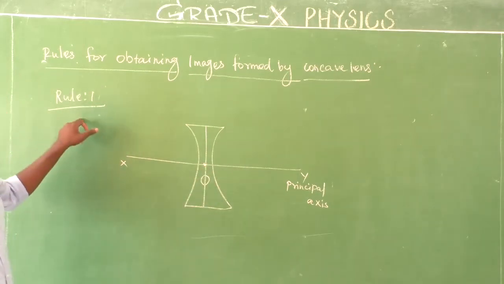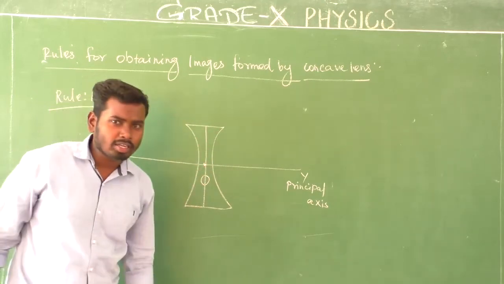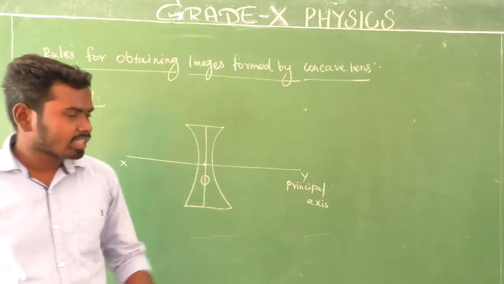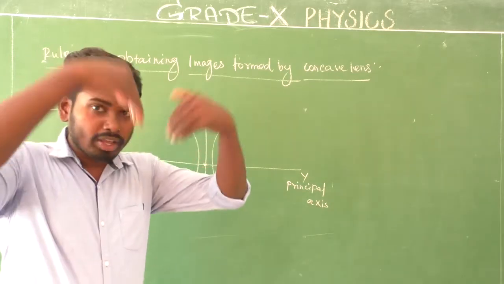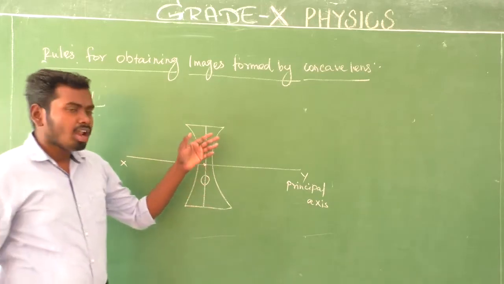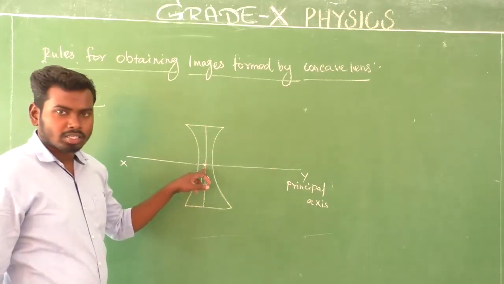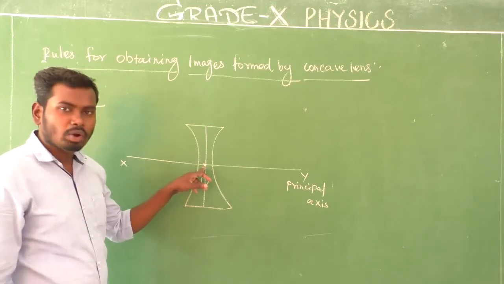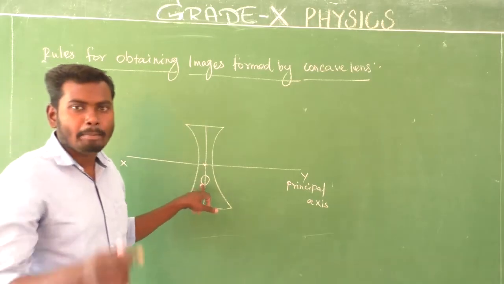This is rule number 1. Consider a concave lens. Why is it called a concave lens? Because this lens has a flexed-in shape, which means curved in shape. That's why it is called a concave lens. The center point of a concave lens is the optical center, denoted by the capital letter O.